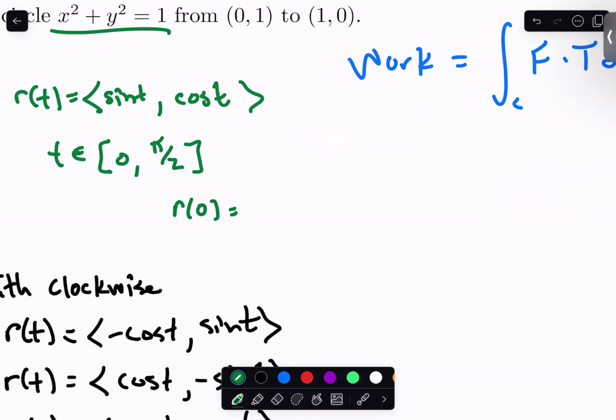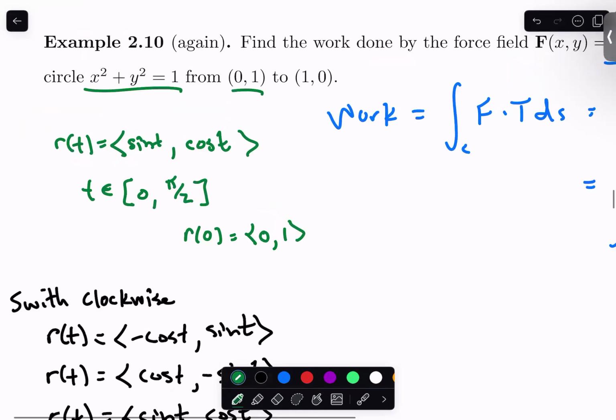If I plug in 0, where am I on the curve? Where am I on the circle? So if I plug in 0, I'm going to have sine of 0 is 0, cosine of 0 is 1. So it looks like I am starting off at (0, 1). I'm happy with that, right? I'm supposed to be on this quarter circle, starting off at (0, 1) and ending hopefully at (1, 0).